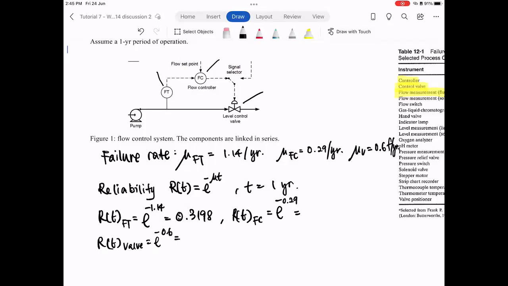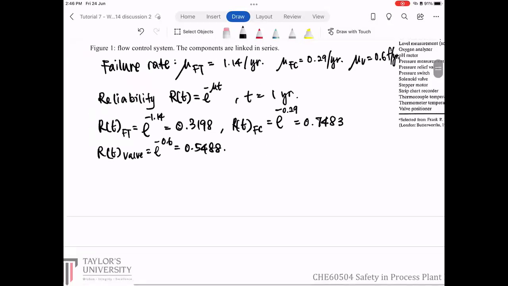Okay, so this one is 0.7483. And for what? Okay, thank you. 0.5488. Okay. So the overall reliability, okay, overall process reliability.